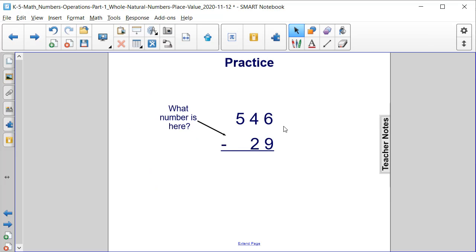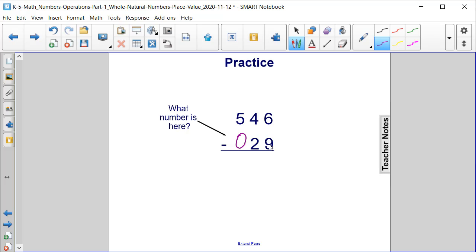Let's practice with another example. 546 minus 29. Well, first, what number is in the hundreds column of our second number? It actually ends up being 0. So we can put a 0 in this location to help us with the alignment of our columns. And now we can perform the subtraction problem.